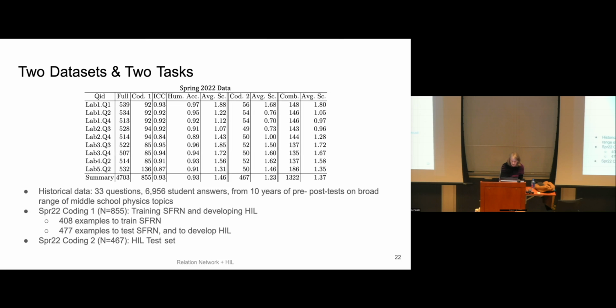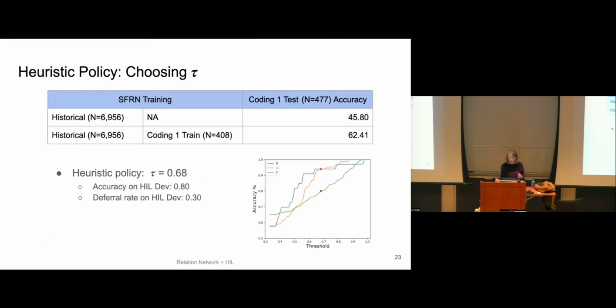So we've got this set of 855. That's not enough to train SFRN, is it? Well, no, but we do have 6,956 questions from the past, a decade of work that my collaborator had done that we could train SFRN on, and then just drop in little smidgens of the spring 22 data we're interested in doing to see how that improves things. And so this shows that if we don't use any of the new data, accuracy on the new data is really bad.